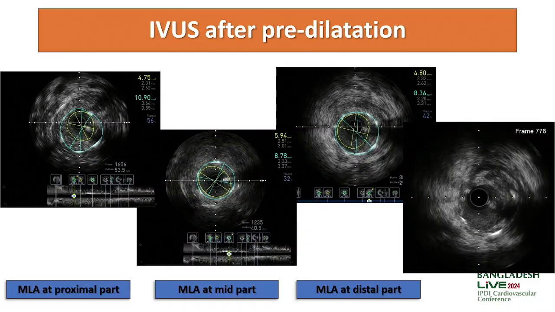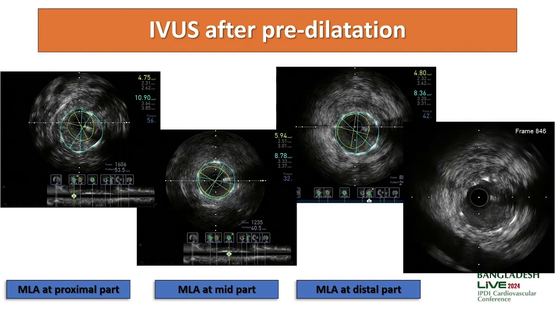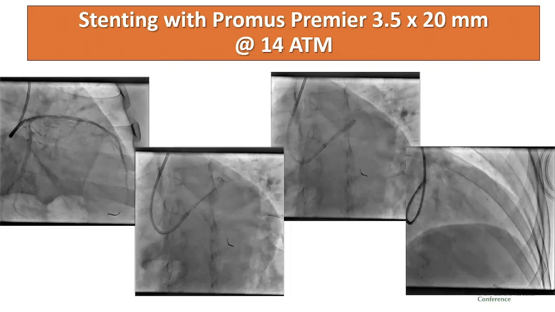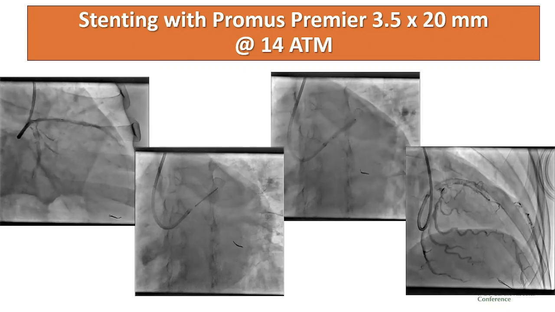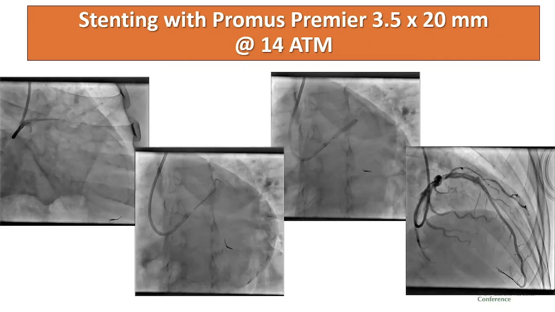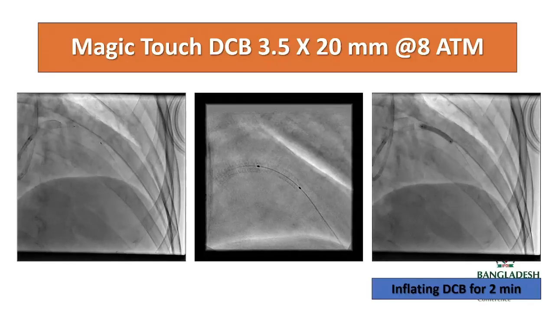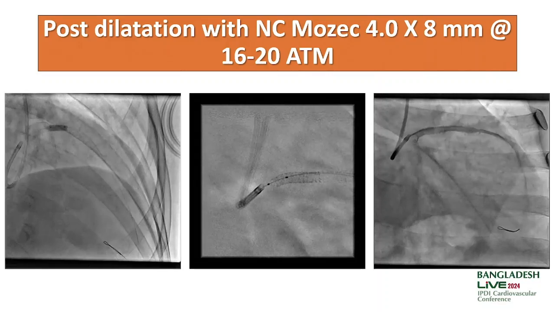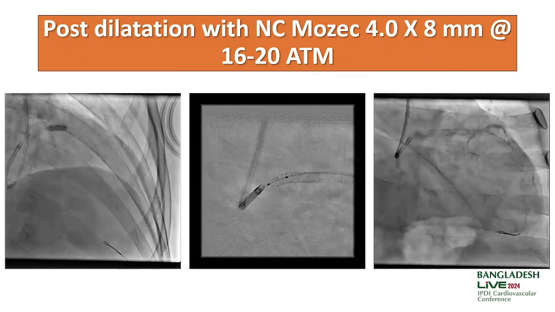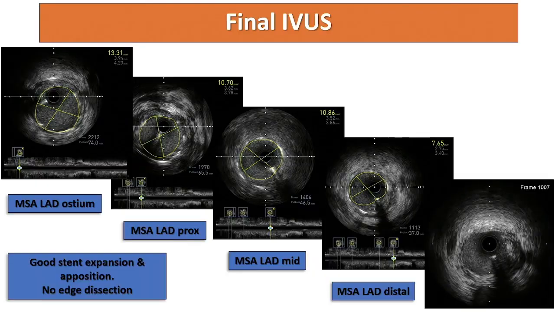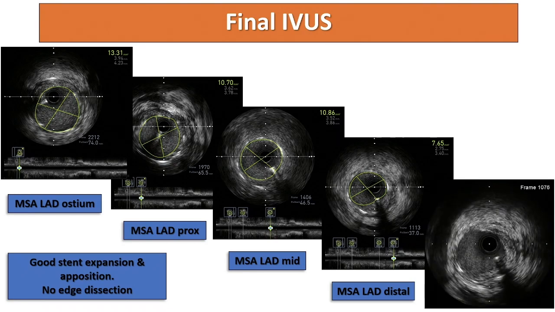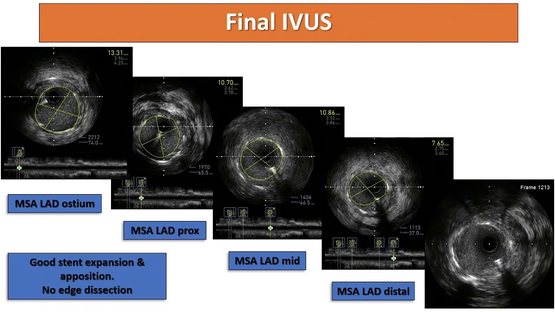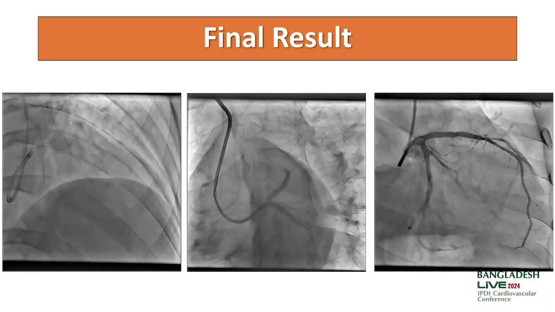And IVUS after pre-dilation shows the MLA of the lesion is improved. So we do the stenting with a Promus Premier 3.5 into 20 mm from the LAD ostioproximal part, and in the distal part, we do the DCB with a 3.5 into 20 millimeter balloon. And post dilate with an NC Mosaic 4 into 8 millimeter at high pressure. And final IVUS shows good stent expansion and apposition, no dissection. And MSA in the LAD ostium, proximal, mid, and distal part was satisfactory. And this is the final angiographic result.